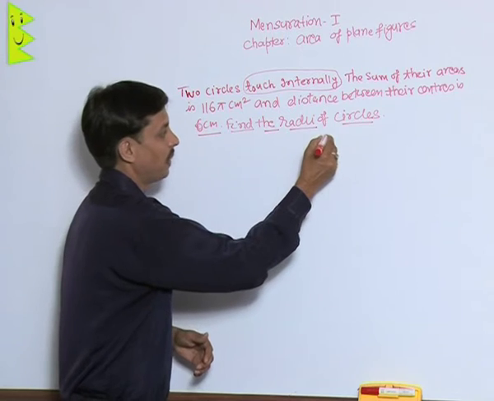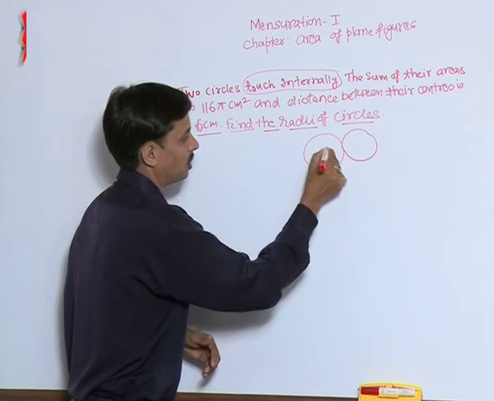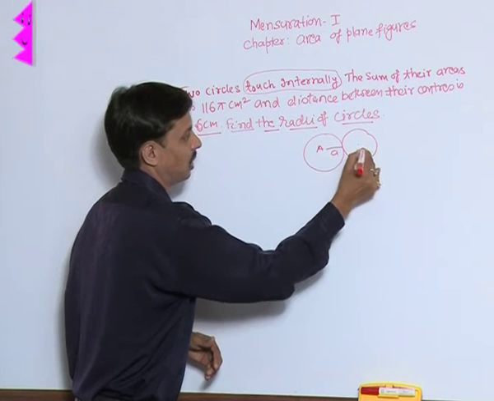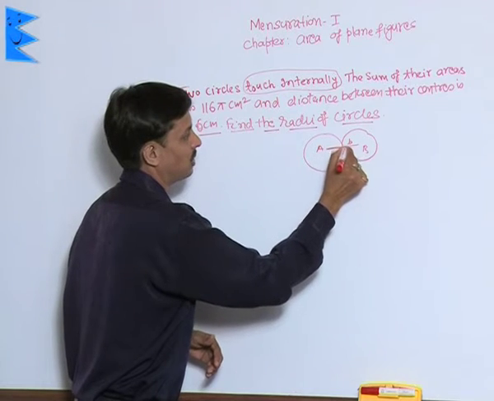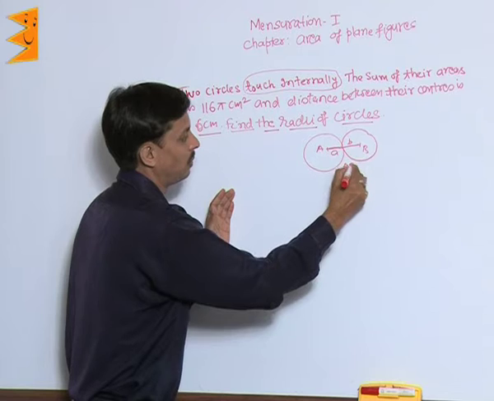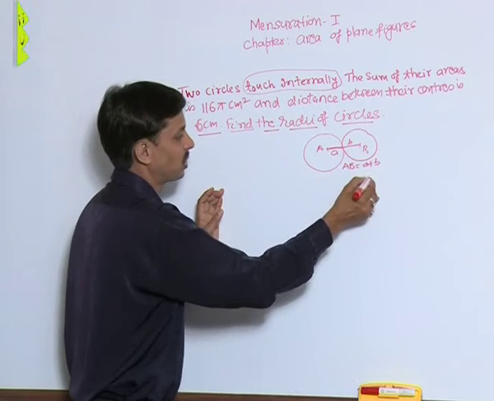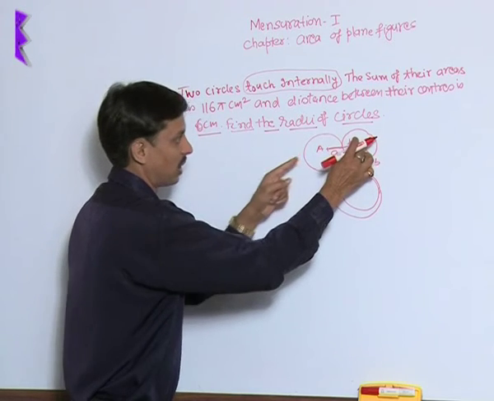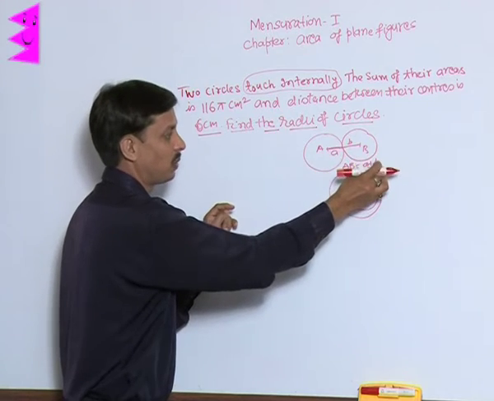For example, if I say this is a circle and this is another circle. Suppose the radius of this circle is A and the radius of this circle is B units. As you can observe, these two circles are touching externally. So the distance AB is equal to A plus B. When the two circles are touching externally, the distance between their centers is equal to the sum of the two radii.